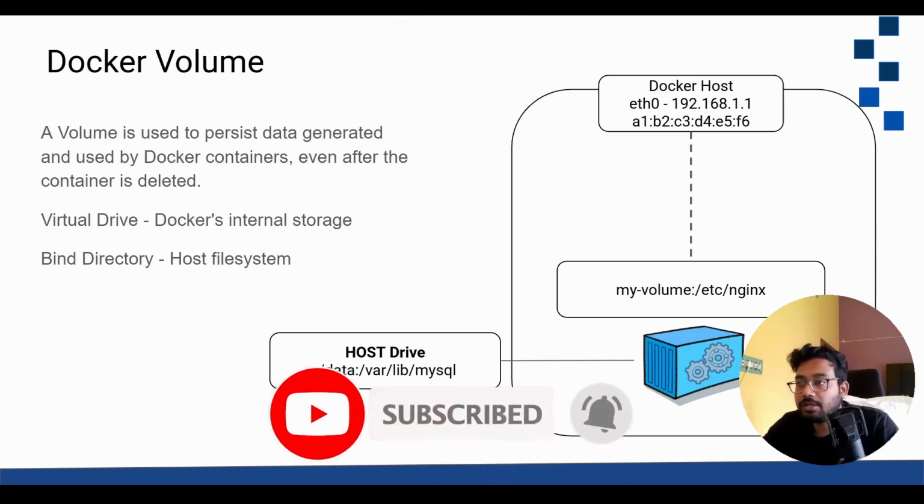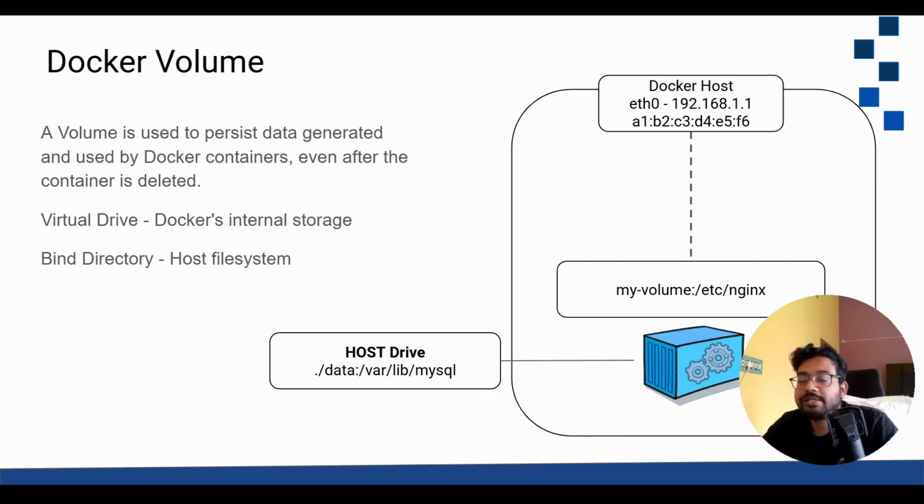Docker provides 2 kinds of volumes, which are virtual drive and bind directory. The virtual drive is maintained by Docker internally, and it is present in Docker internal storage, which is the preferred way of hosting any application in production. But in a local development environment, you need to modify your code frequently, and also run that application and test it inside Docker. So for local development we use bind directory, and for production we use virtual drive. So how can we do that?